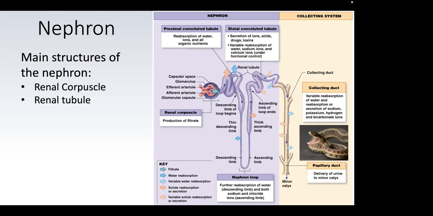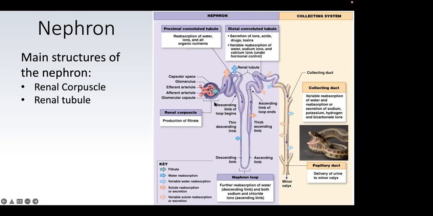The collecting ducts will all come together to drain into the minor calyx and then the major calyx and then the renal pelvis, and then down the ureter it goes to be stored in the urinary bladder. Let's hone in on the renal corpuscle.